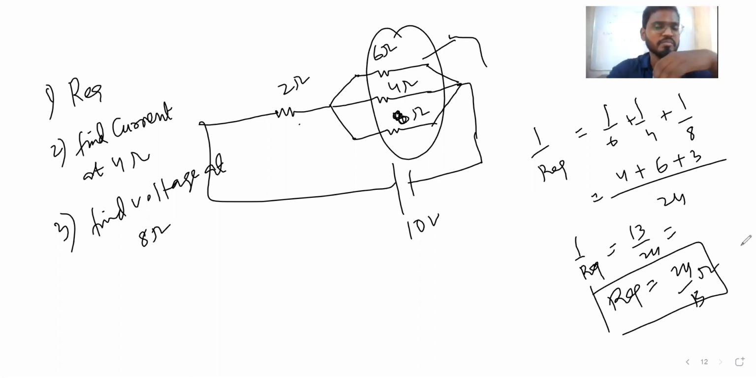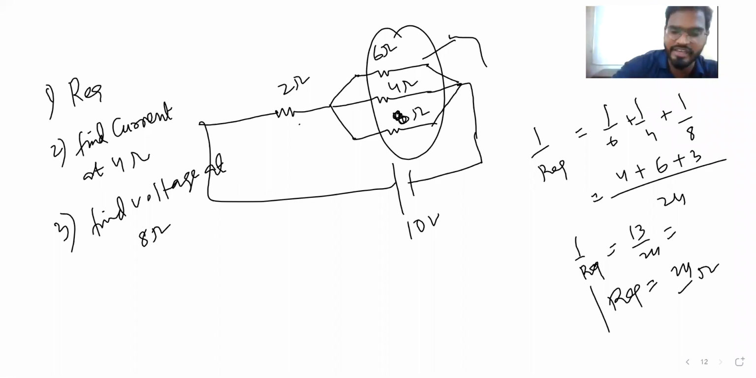It becomes tough because I took random data, right? That's why it becomes a little difficult to calculate. You will not get the exact value; you will get it by using a calculator. There is no problem. So 24 by 13 is R equivalent. Find current at 4 ohm.